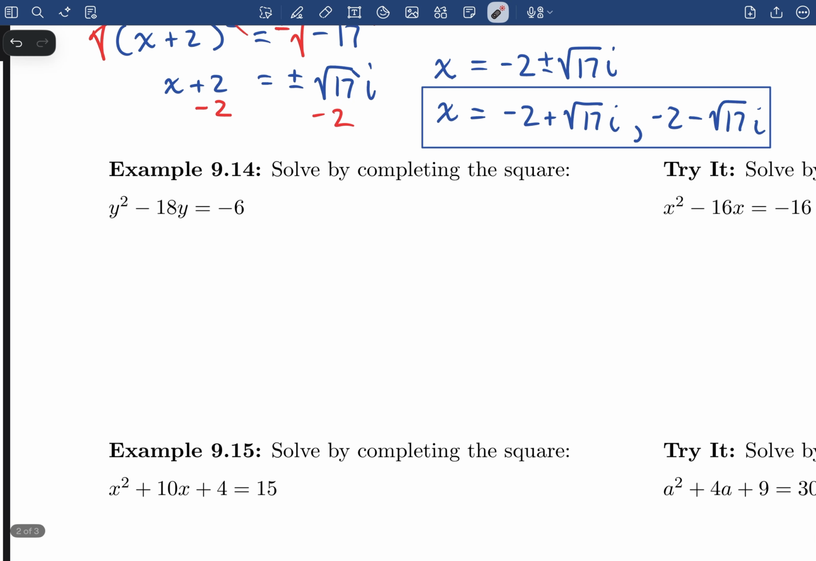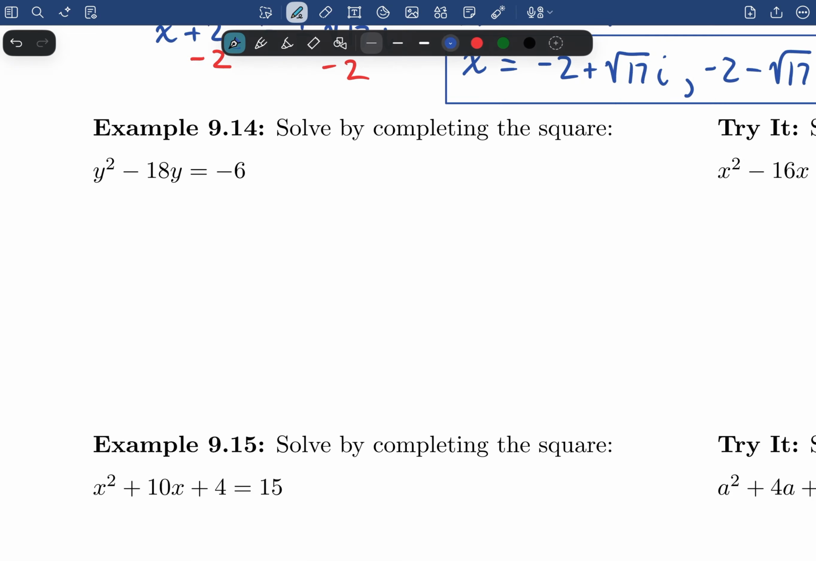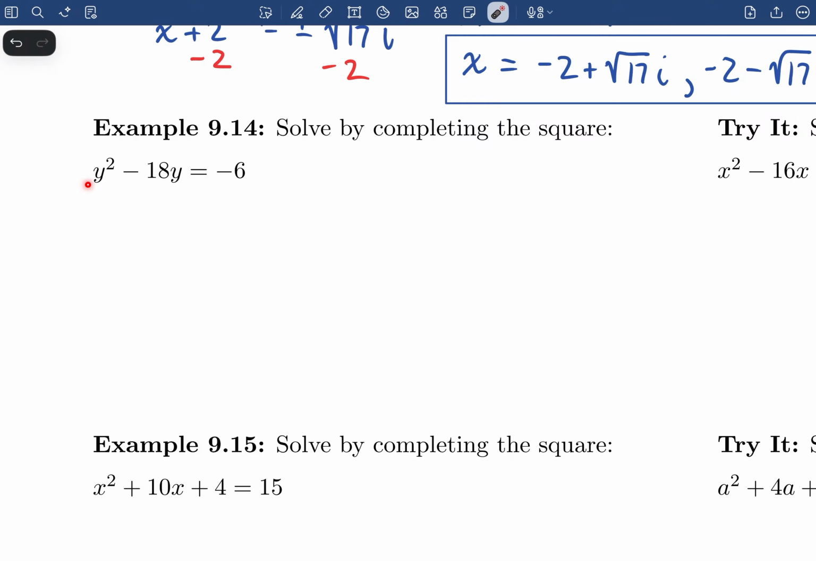Great. Let's move on. Let's look at another one. Here I see y squared minus 18y equals negative 6. And I notice it's already set up so that the variable terms are on the left-hand side and the constant is on the right-hand side of this equation. So it's already set up for me. If it's not set up like this, we would have to move things around a little bit to make it set up.